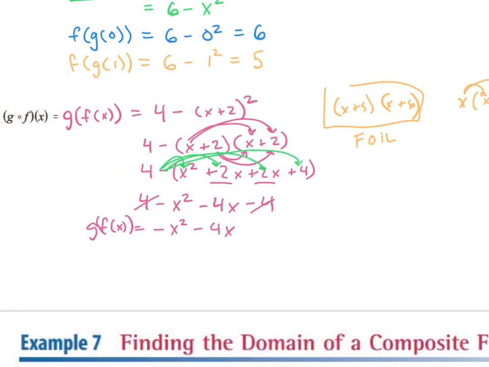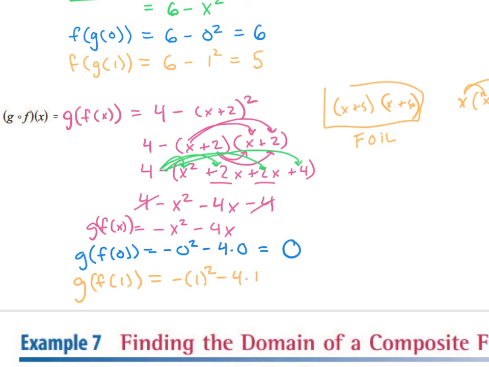Okay, so next we need to find what g of f of 0 is. So we're just going to plug in 0. So this is negative 0 squared minus 4 times 0, which gives us what? 0. And then we plug in 1 to find what g of f of 1 is. So this is negative 1 squared minus 4 times 1. What do we get here? Negative 5. Awesome, negative 5. So this is negative 1 minus 4, which is negative 5.